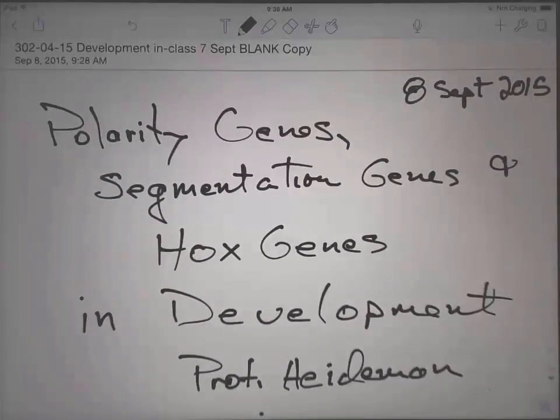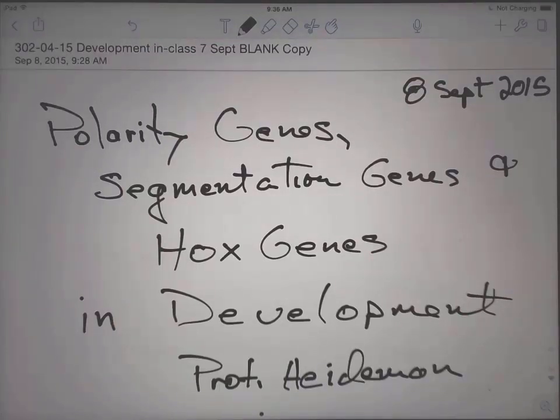In this segment, I'm going to talk about polarity genes, segmentation genes, and Hox genes in development. This is a conceptual introduction. The actual genes have different names than the ones I'm going to give them, but the names are different in different phyla and often in different species. And it makes it very confusing to try to understand conceptually how the different genes work.